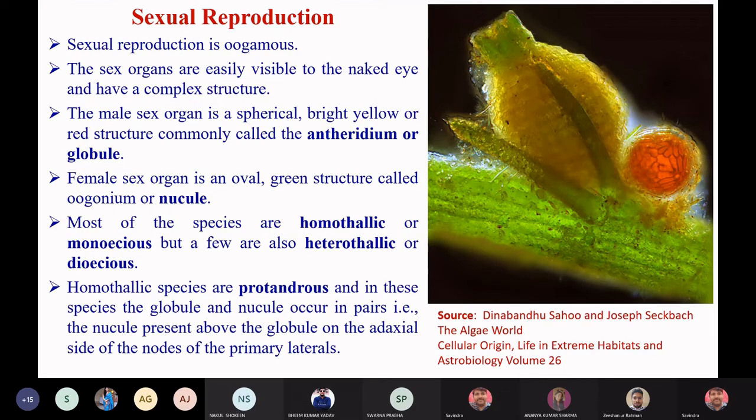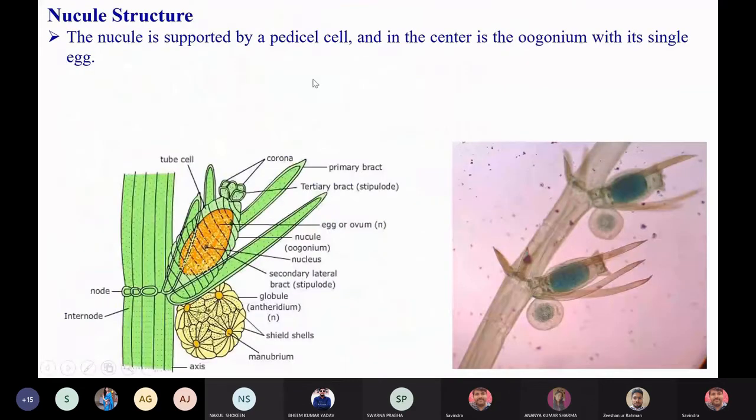Homothallic species are protandrous. I have already used this term. बताइए. The male develops before the female. बिल्कुल बिल्कुल सही. What's your name, dear? Ananya. Yes, sir. If the male reproductive structure is originating before the female in a homothallic thallus, then it is known as protandrous, and the nucule is supported by a pedicel, and in the center is the oogonium with its single egg.